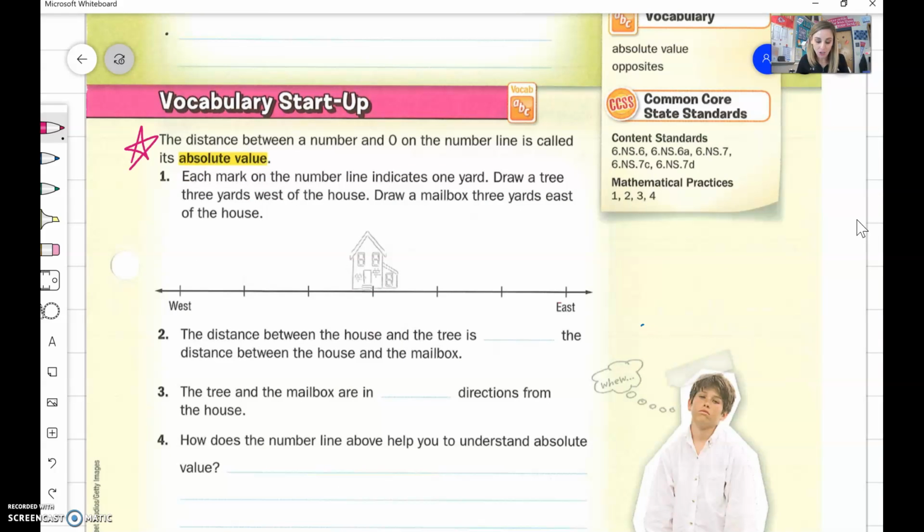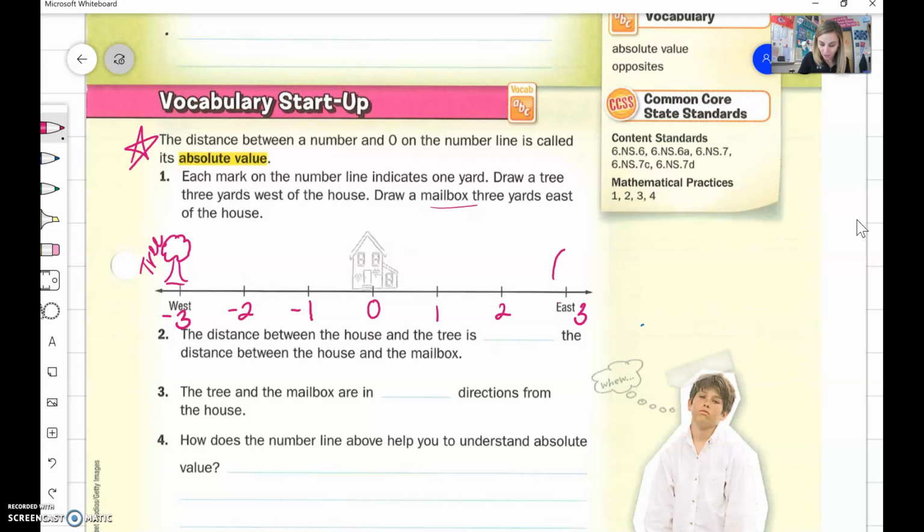It says mark each number on the number line to indicate 1 yard. Since we're starting at the house, we're going to put 0, 1 yard, 2 yards, 3 yards. And if we go in the opposite direction of the house, -1, -2, -3. It says draw a tree 3 yards west of the house. So that would be right here. You can draw a tree, or you can just write the word tree. It doesn't matter.